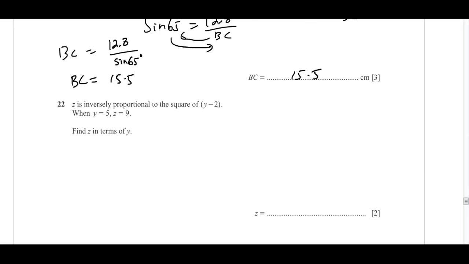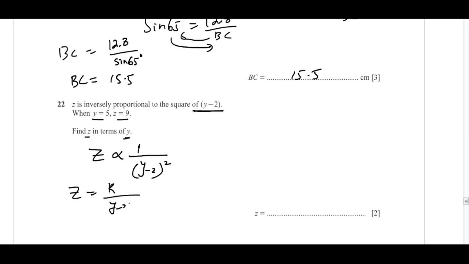Okay, question number 22. Very simple. Z is inversely proportional to the square of y minus 2. Inversely means it will be 1 over the square of y minus 2, meaning (y minus 2) squared. Y is given, Z is given, find the value of y when Z is given. So first you have to make a relation. I can write Z is equal to K over (y minus 2) squared.